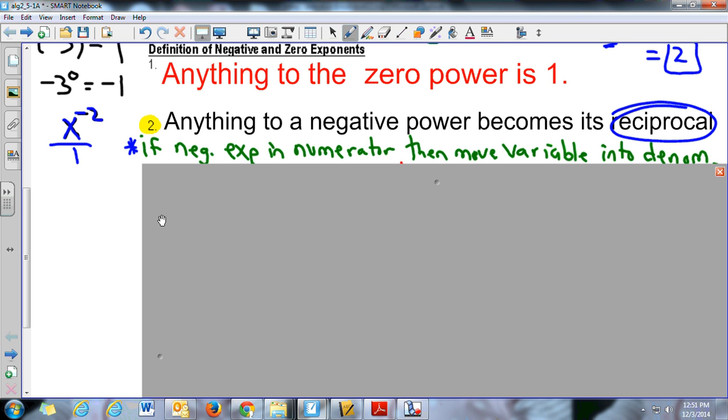So if I make it the reciprocal of x to the negative second over 1 would just be 1 over x to the negative second. But what happens is by changing and bringing this variable into the denominator, that changes our exponent from negative to positive.